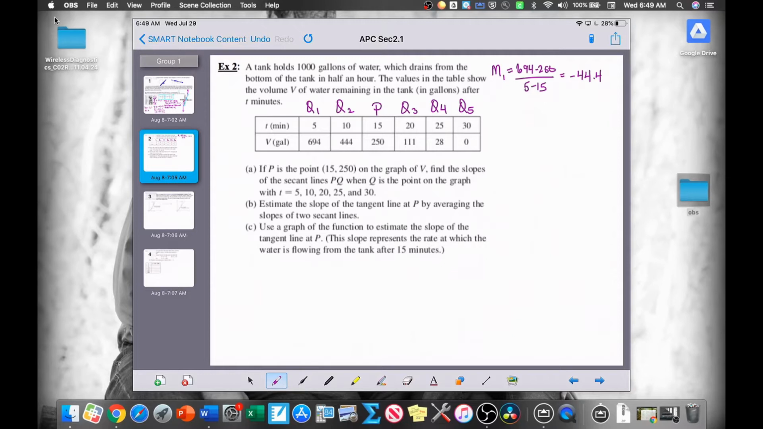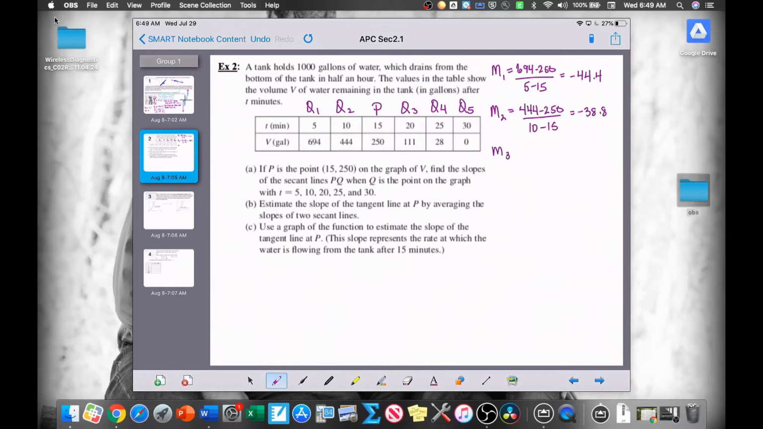Makes sense that our slope is negative because the volume of water in the tank is decreasing. So we should have a negative slope for all of our slopes. Our M2 is going to be 444 minus 250 divided by 10 minus 15, which gives us a slope of negative 38.8.